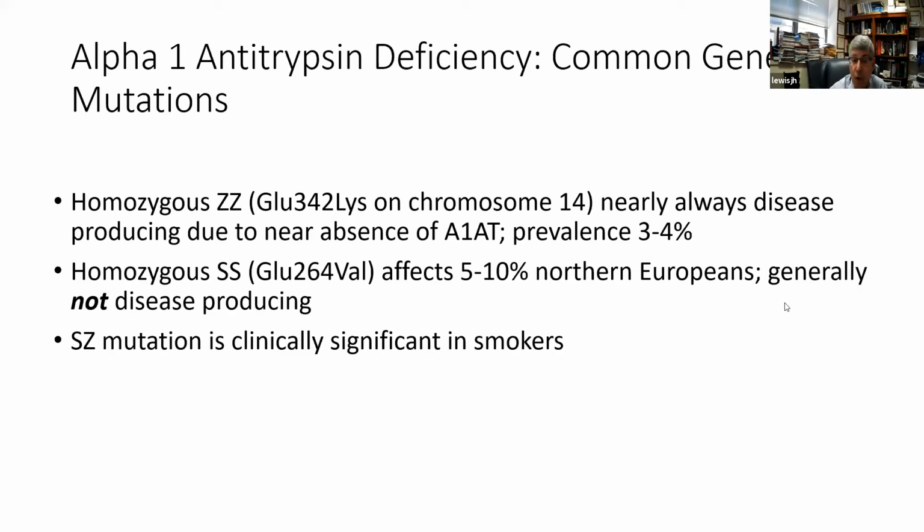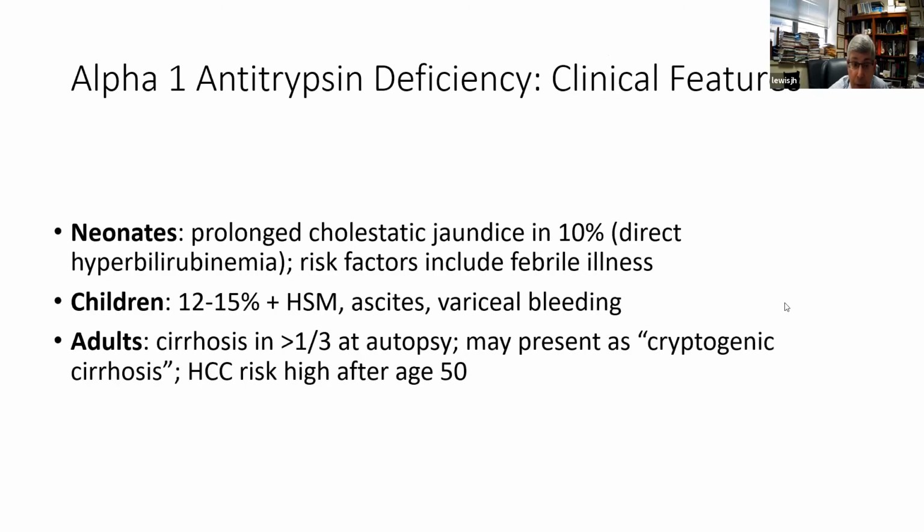The testing for it, we've got genetic testing for it. The homozygous ZZ patients nearly always have disease. The SS patients, again, Northern Europeans, so you're competing with hemochromatosis here. And I think they go together in some cases. They may be affected as well. The SZ mutation is clinically significant in smokers. And for right now, you tell people if they're smoking, stop smoking.